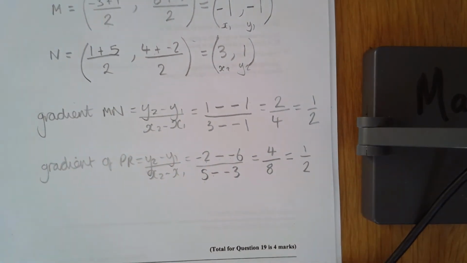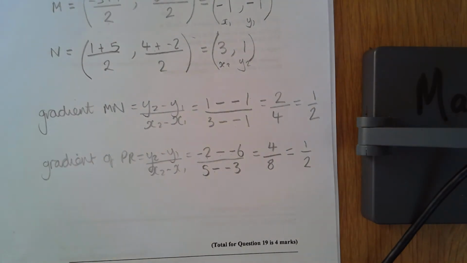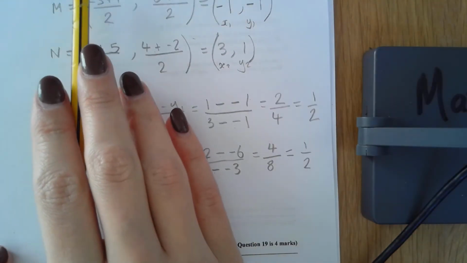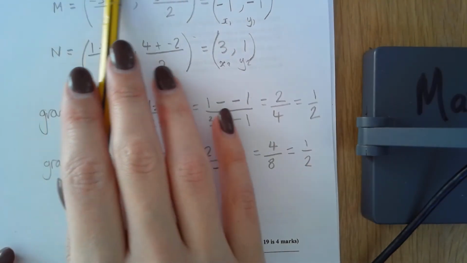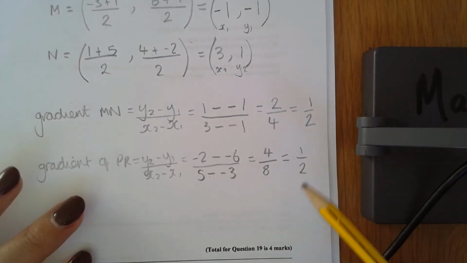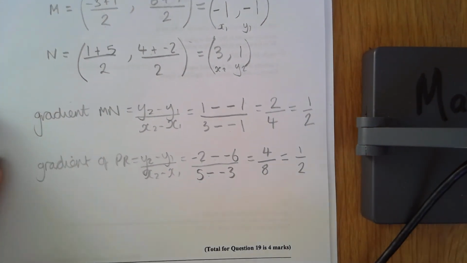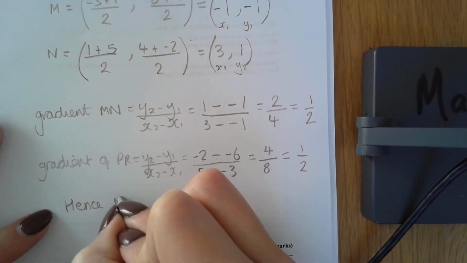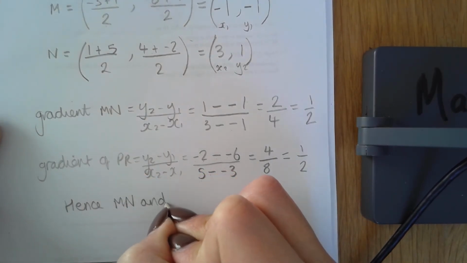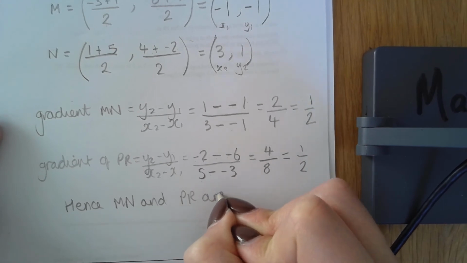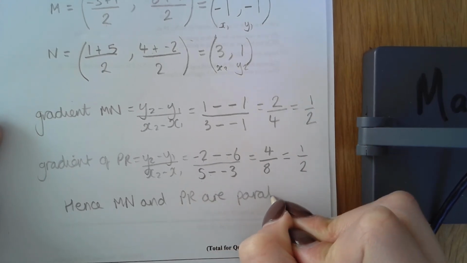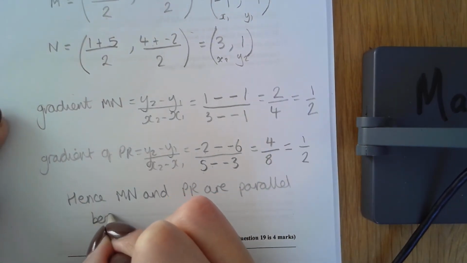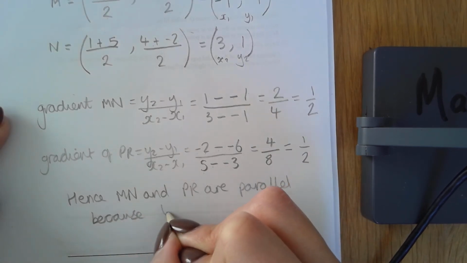Okay, I wouldn't recommend just leaving your answer there. You must show each stage of your work and you must prove it. So yes, you found the gradient, but you need a final sentence. So like, hence MN and PR are parallel because they have the same gradient.